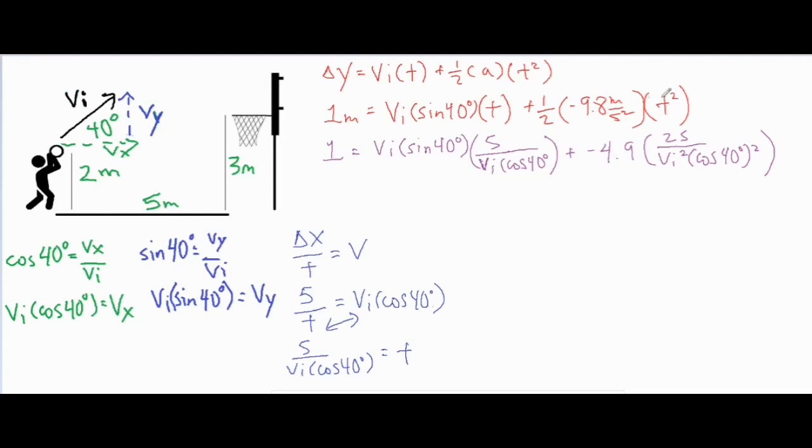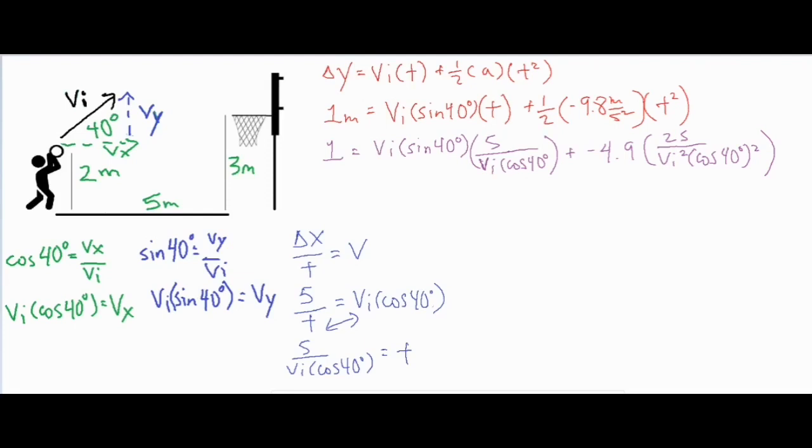And then I have one more t, but it's squared, so I just squared all of the things that I wrote down over here. So 5 squared is 25. My VI, I squared it, and my cosine of 40 degrees, I squared it. Now, when you're taking a look at this setup right here, it looks pretty complicated because there's a lot of trig functions, there's some squared values. It's not quite as complex as it looks.